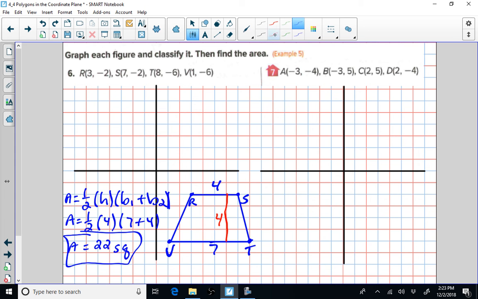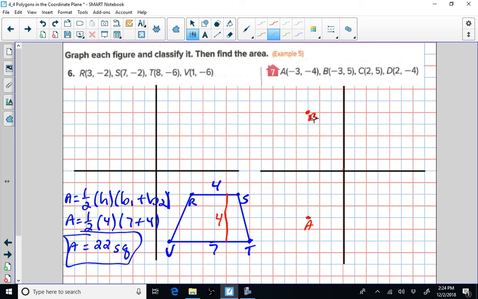Problem 7, in red. My first point is at -3, -4, and it's labeled point A. -3 in the x direction would be 1, 2, 3 units to the left. 1, 2, 3, down 4 units, and I'm going to label that A. Point B is located at -3, 5, which is left 3. 1, 2, 3. Up 5. So that's 1, 2, 3, 4, 5. Put a point. And then we label that B.